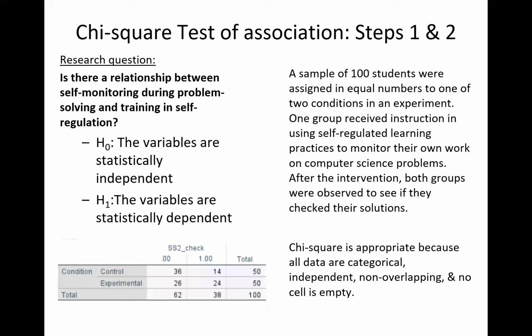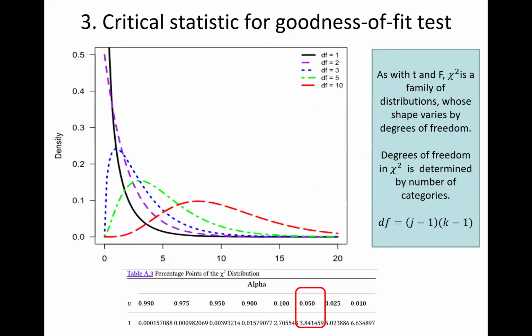No one belongs to more than one cell at the same time. And no cell is empty. So yes, we're going to go ahead with chi-square. Now we have to find our degrees of freedom in order to find our critical statistic.